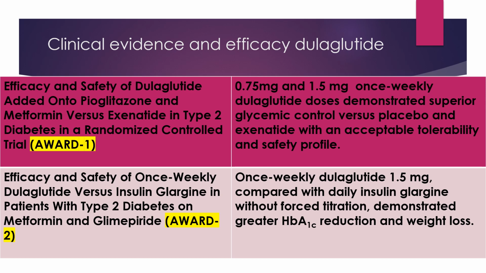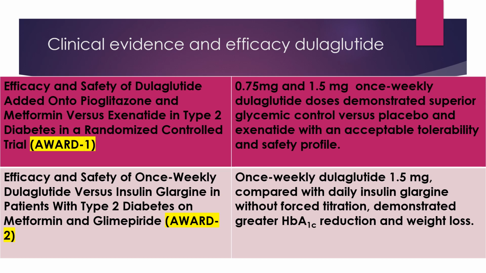In AWARD 1 trial, both doses of dulaglutide achieved statistically significant reduction of hemoglobin A1C than exenatide. Regarding weight reduction, patients lost weight of 1.3 kg with 1.5 mg dulaglutide and lost weight of 1.07 kg with exenatide, but gained weight of average 0.2 kg with 0.75 mg dulaglutide and placebo.